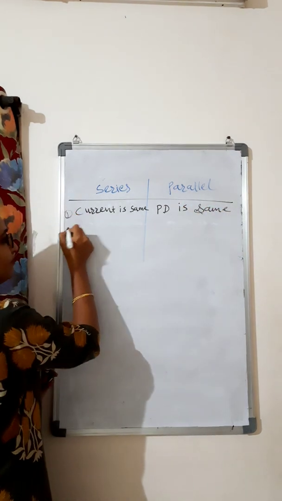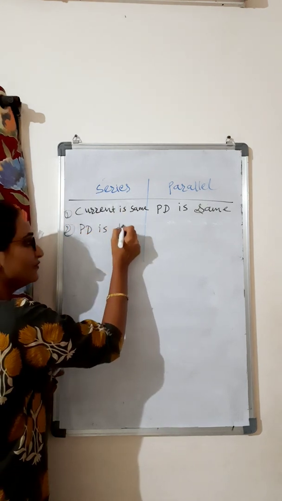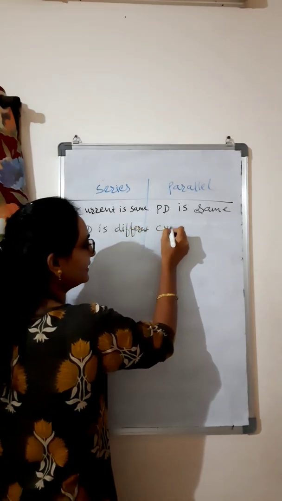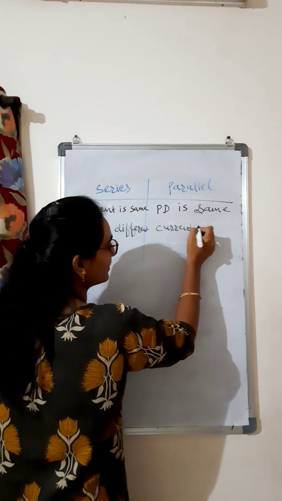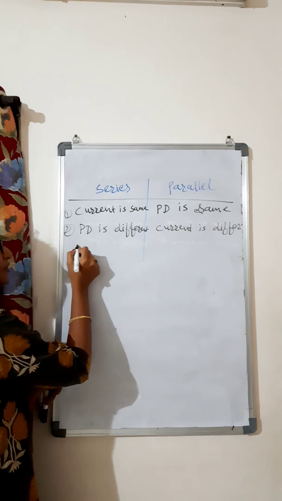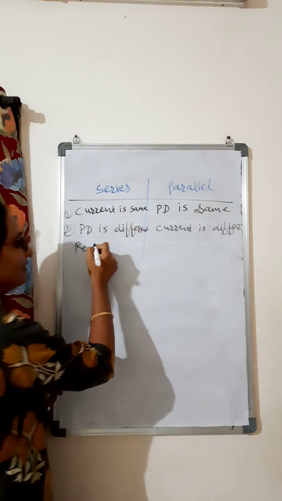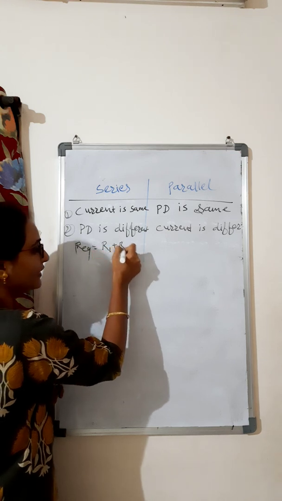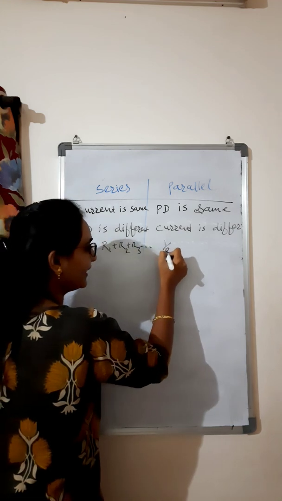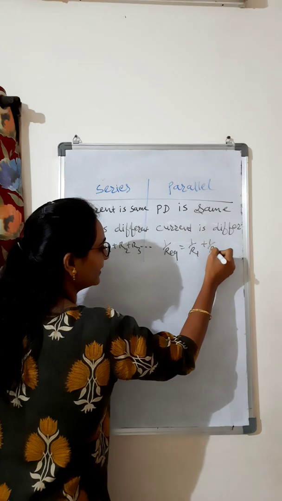Second point, in series combination the potential difference is different, and in parallel combination the current is different. Here you get R equivalent equals R1 plus R2 plus R3 and so on. Here 1 by R equivalent equals 1 by R1 plus 1 by R2 plus 1 by R3.